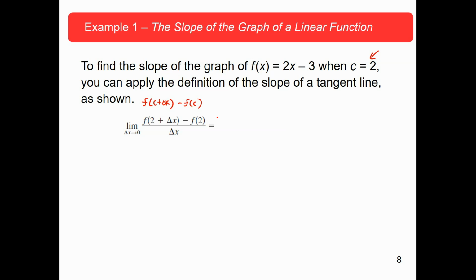So we're talking about plugging 2 plus delta x in, so 2 times 2 plus delta x, minus 3, minus plugging 2 in, 2 times 2 minus 3, all over delta x. All right, and this is the limit as delta x approaches 0.